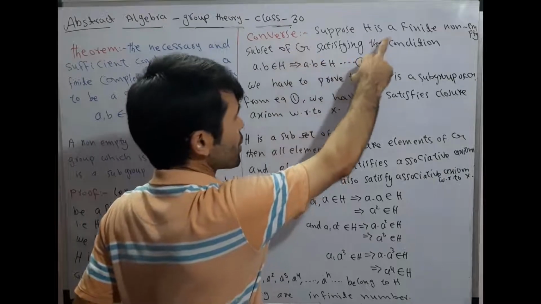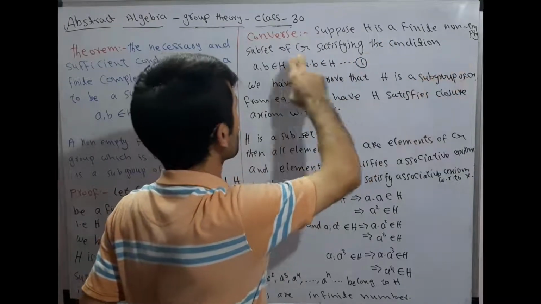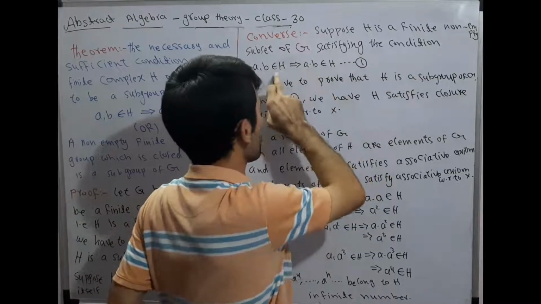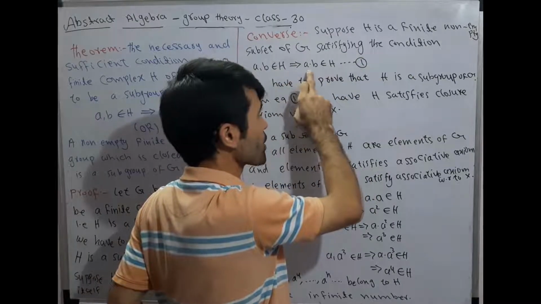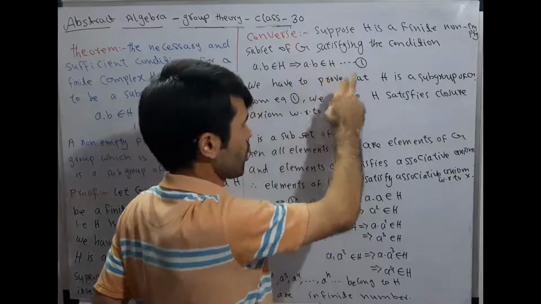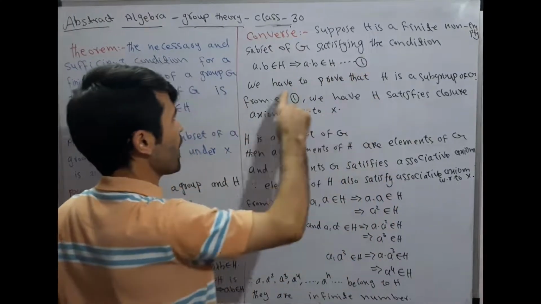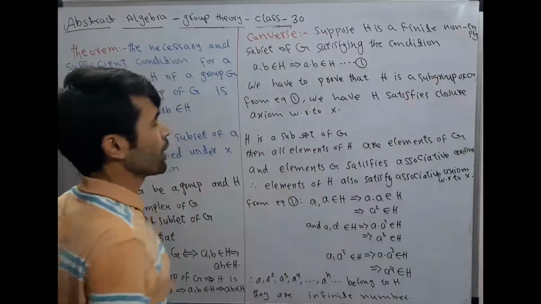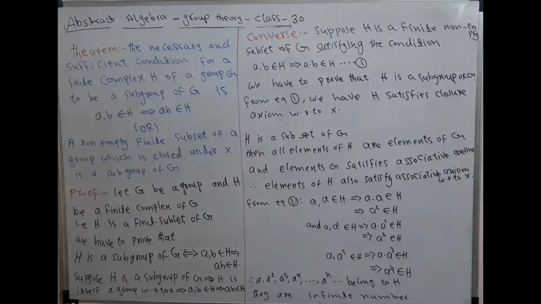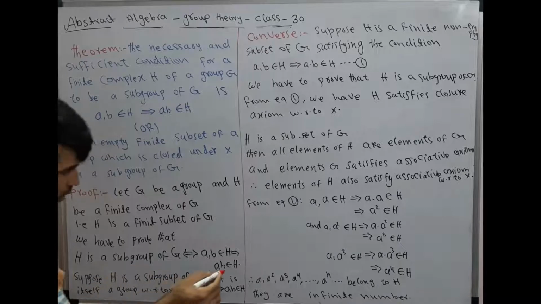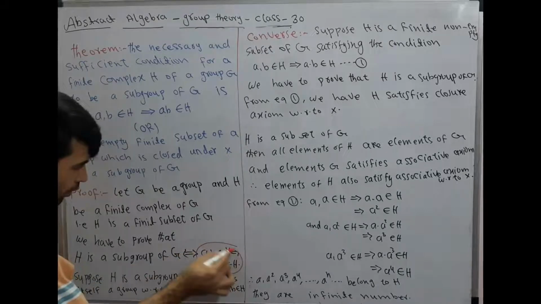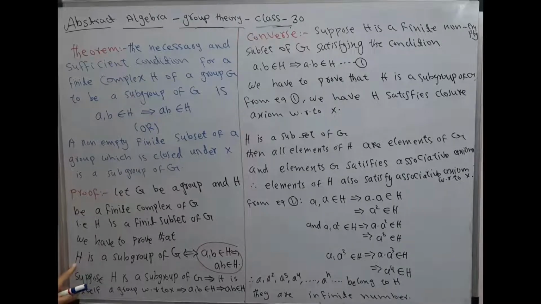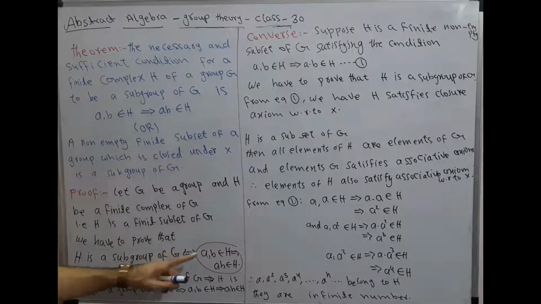Conversely, suppose H is a finite non-empty subset of G satisfying the condition a, b belongs to H implies a into b belongs to H. It is relation 1. We have to prove that H is a subgroup of G. Here we say that the right side of the theorem is true. We prove the left side: H is a subgroup of G.